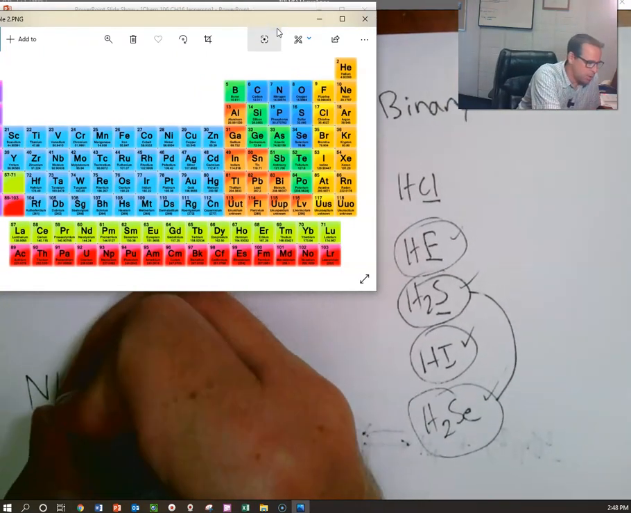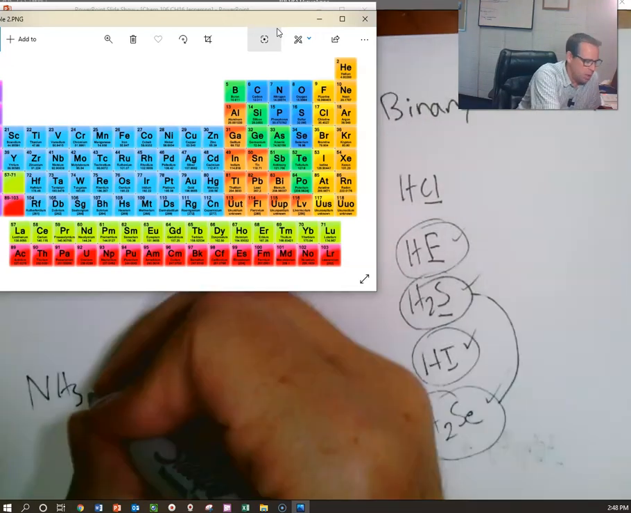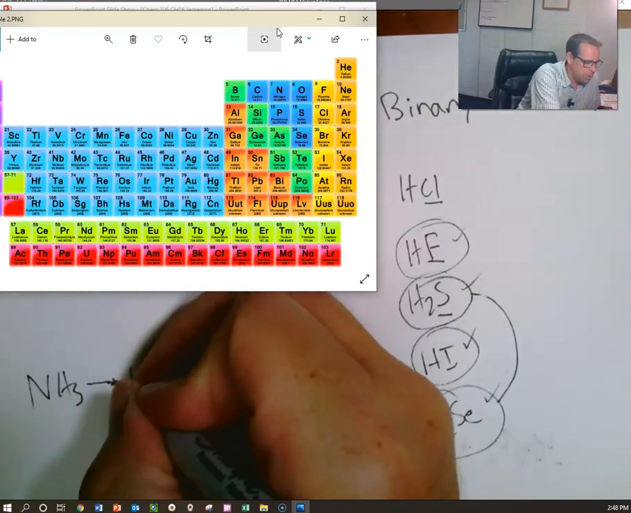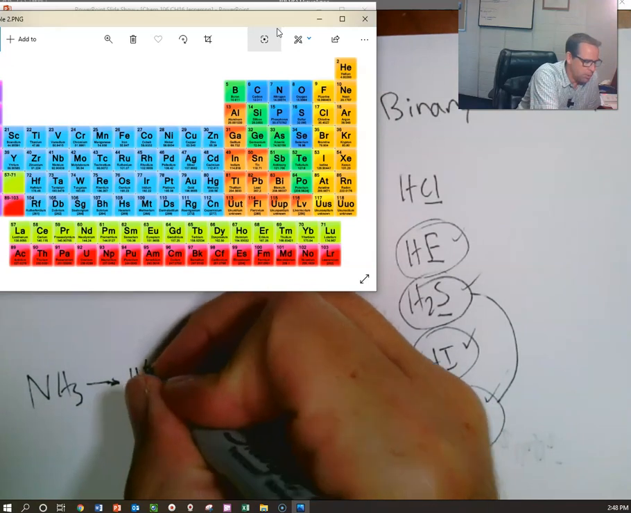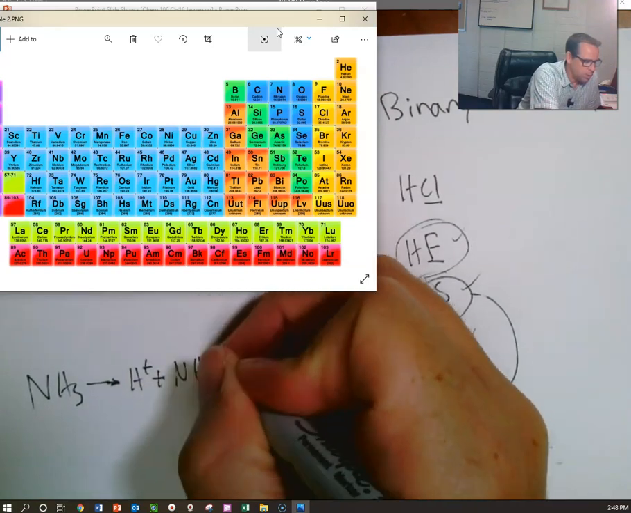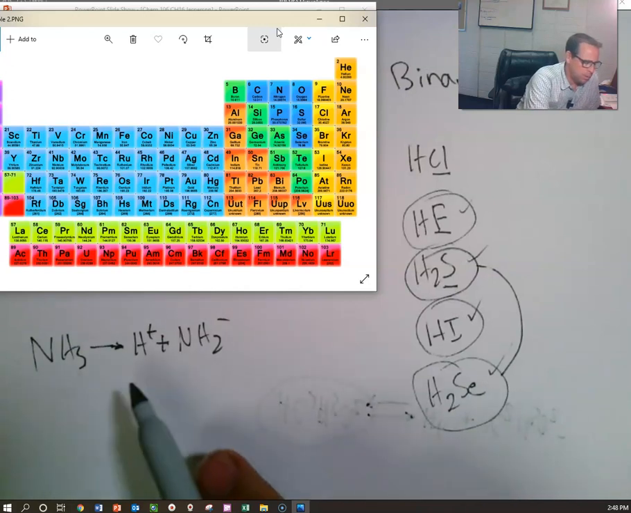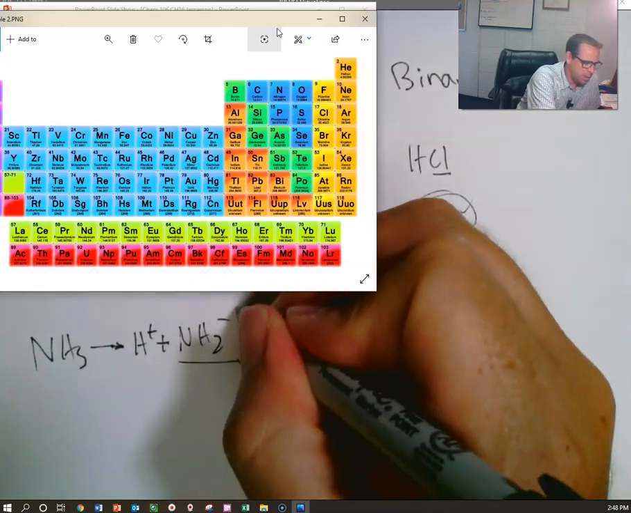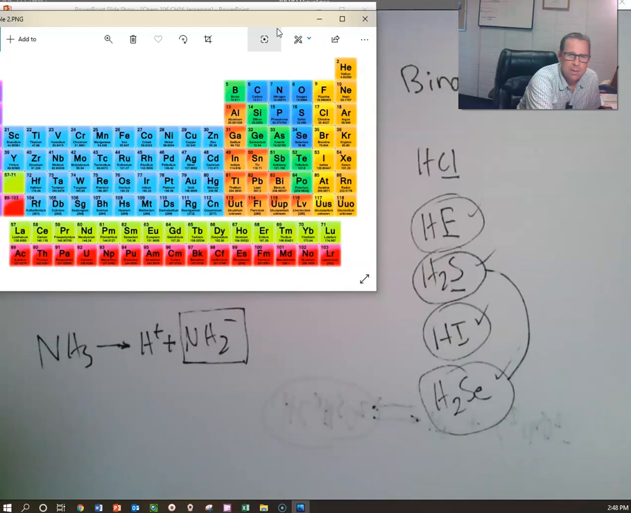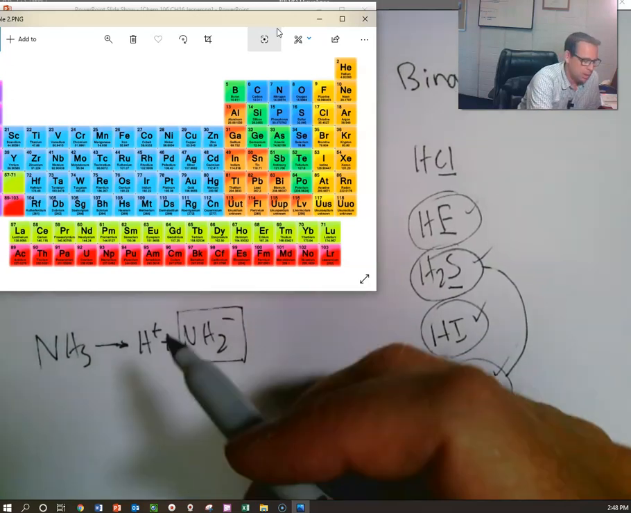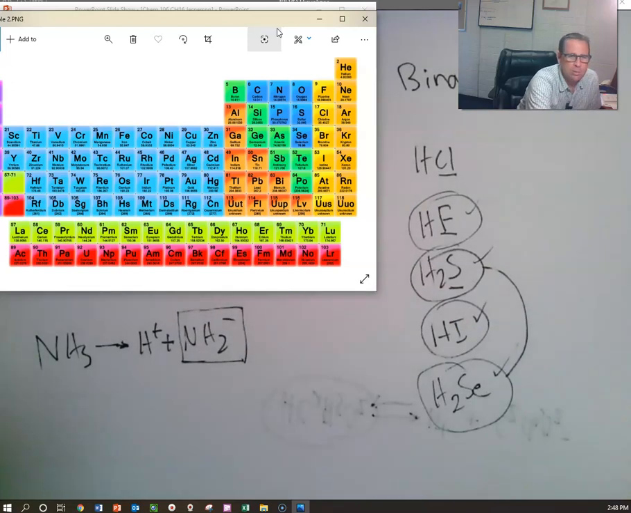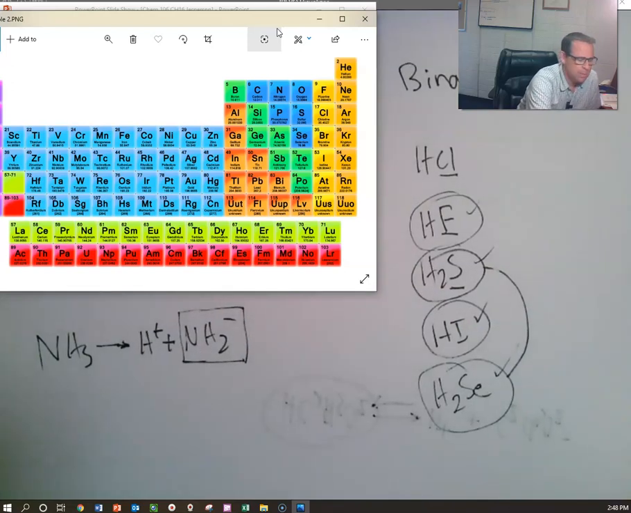If I have a compound, nitrogen with 3 hydrogens on it, and I want to remove a hydrogen and leave behind NH2 minus, all right? This compound here is not very stable. It's not very stable, all right? It wants to have that hydrogen, okay?